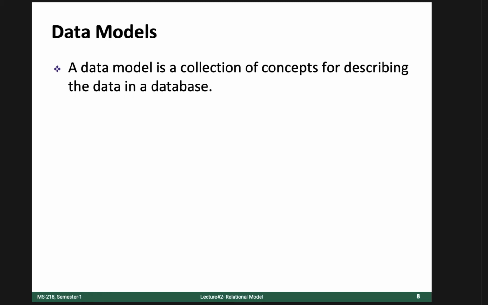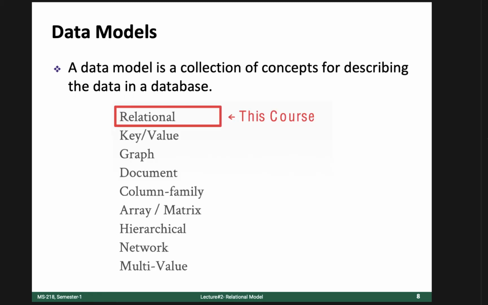So from here we can say that we have different data models: relational data models, key-value pair, graph databases. They are also getting very famous, graph databases, right? Document-based, column family, array/matrix, and the last three were the old data models. Nowadays people are not using the network, hierarchical, or multi-value data models. So in this course we will be learning the relational data model. In the relational data model, there is a set of rules for how we can collect our data, in short.